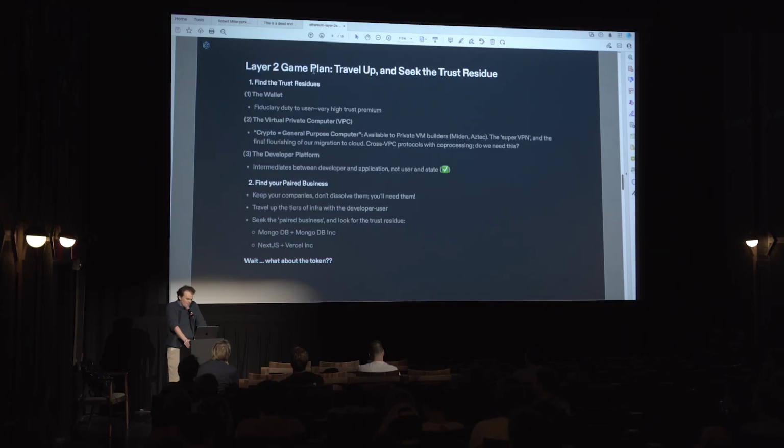And then number 2 is kind of weird. I'm calling this the virtual private computer, but there are two of these novel VMs that support private state. And this might be part of a route towards the final flourishing of our general migration to the cloud. We've been gradually walking off the edge of our physical hardware, and our computers are not physically present where we think they are. A lot of the compute and the storage is going off chain. This, in some sense, could be the final flourishing of that, as you have a fully validated ephemeral computer running on something like a blockchain network.